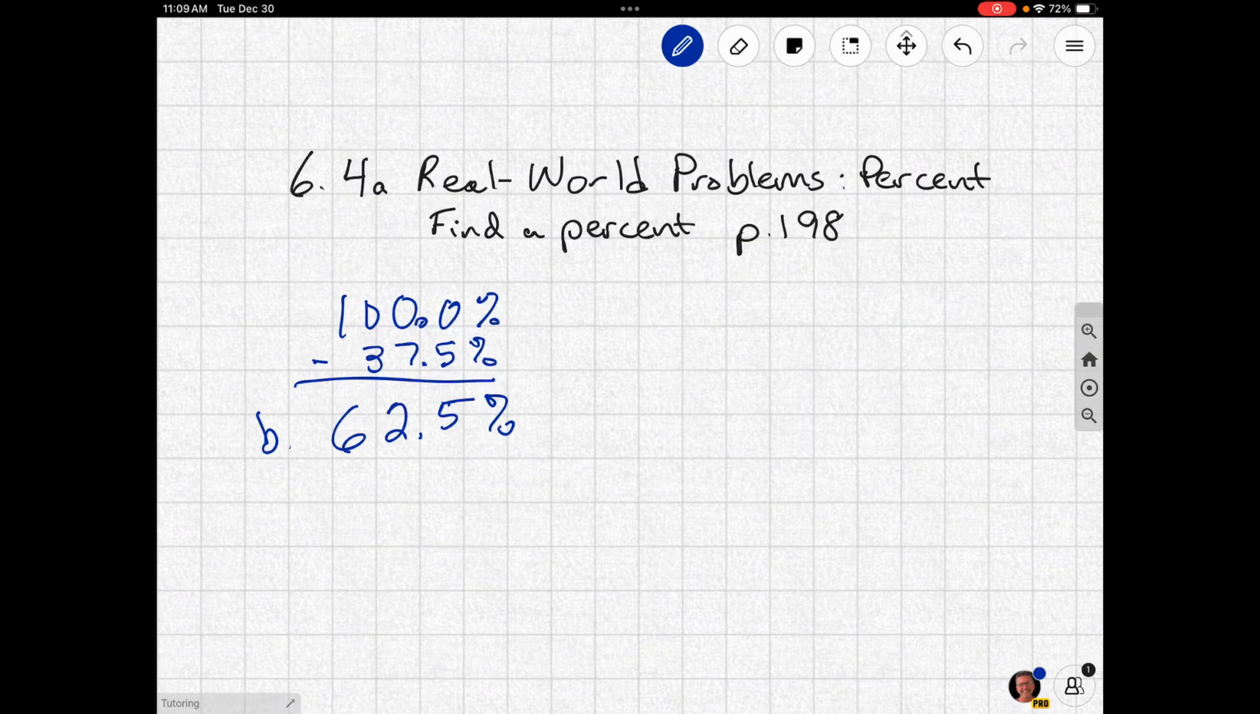I want you to go ahead and do number 1 on page 199. Pause the video while you're doing that and then turn it back on to see the solution. You don't need to do method 1 or method 2. You can do it the way that I just showed you, which is just turning it into a division problem.